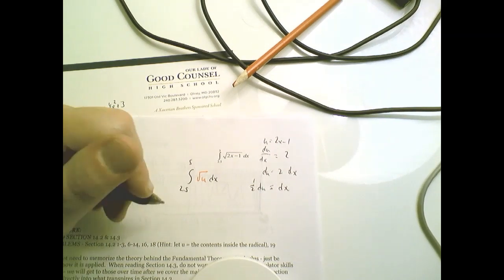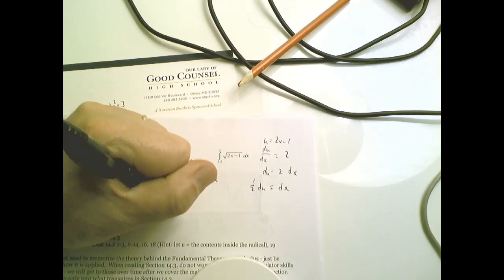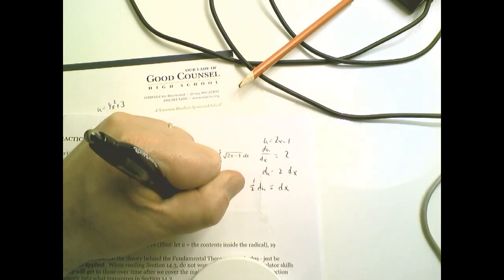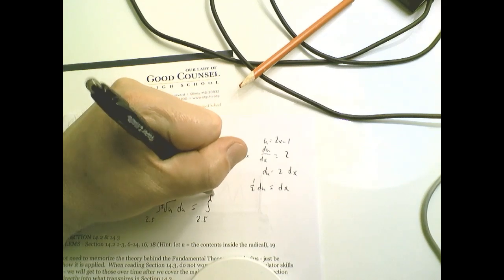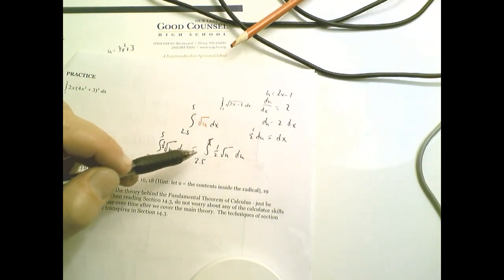Here comes my next piece. From 2.5 to 5, the square root of u du with a what? A 1/2 in front. Sorry for my 1/2 here. Let me just clean that up a little bit so it reads a little bit nicer. From 2.5 to 5, 1/2 the square root of u du. Do one more piece. Handle our 5 and 2.5.